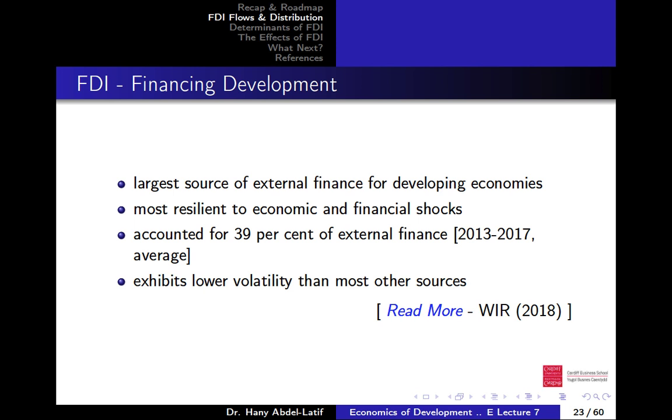So it doesn't fly out, it doesn't leave quickly, but still will show some responses to some factors, as we will see at the end when we look at the empirical evidence. But in general, yes, it's the largest source. We're talking about facts and numbers here, so it shows that it's the largest external finance for developing economies. It's probably the most resilient, and it accounts for 39%. We already said that. That's on average between 2013 and 2017, and it exhibits lower volatility compared to other sources. As a policymaker in a developing country, you would prefer a source of finance that is less volatile, something that doesn't go up and down in an unexpected way. You want to make plans, so you need to know how much is coming in.